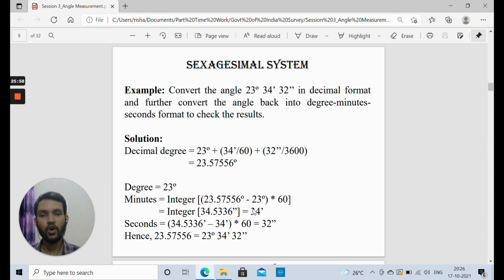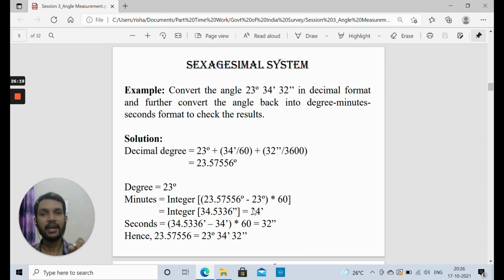Okay, that you can also obtain by subtracting the actual angle from that degree. I mean that from 23.57556, when you subtract this 23 degree, you will be left with only 0.57556. So we are talking about only that angle that is after the decimal. You need to multiply that value by 60.